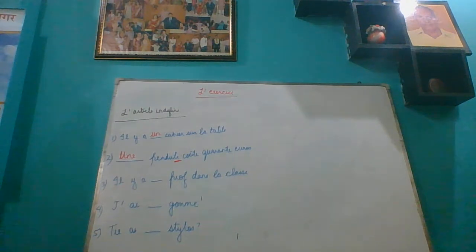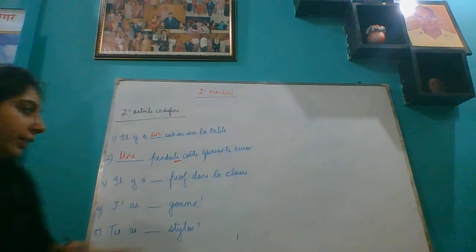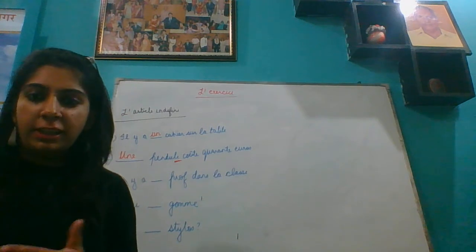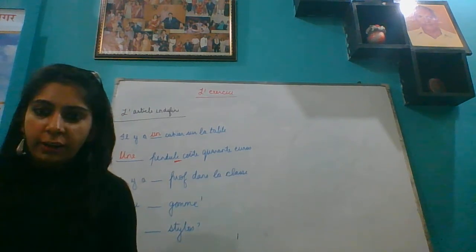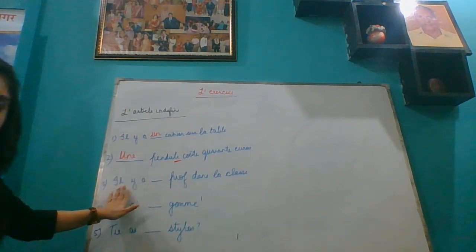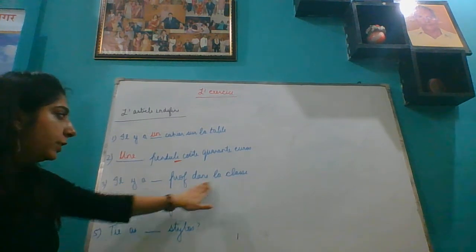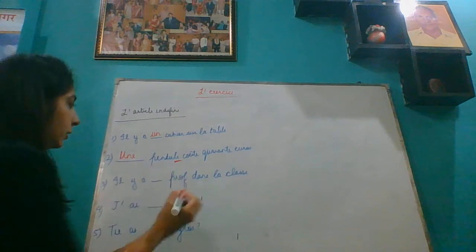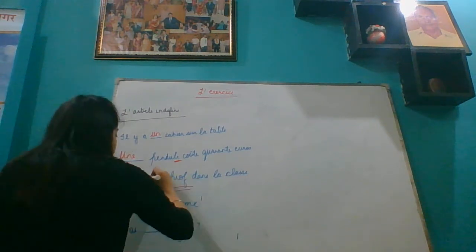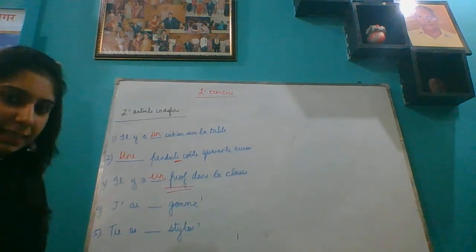Moving on to the third sentence. Il y a dash prof dans la classe. I have used il y a in most of the sentences because I have explained already what il y a means. Again I will repeat, il y a is there is or there are. So there is dash professor in the class. Since professor is a masculine noun, we will use the masculine article. Il y a un prof dans la classe.